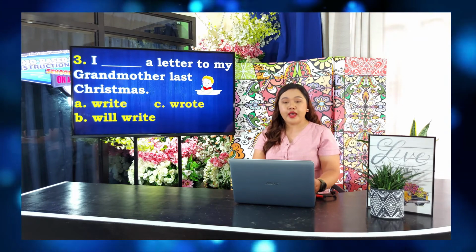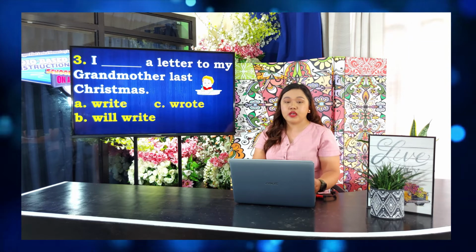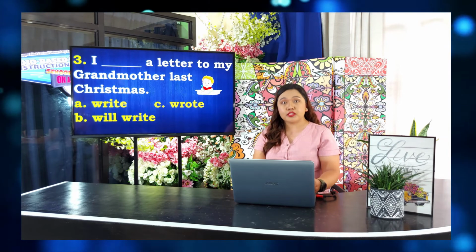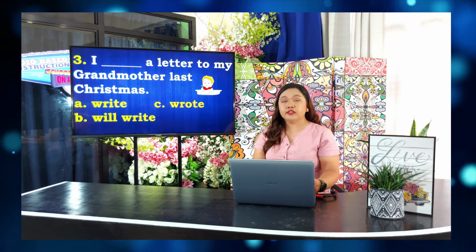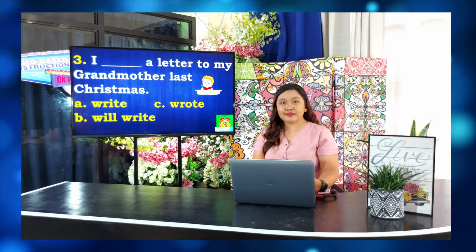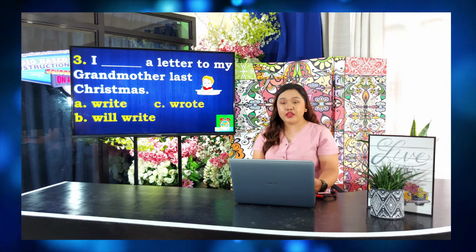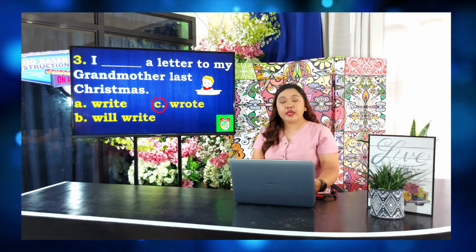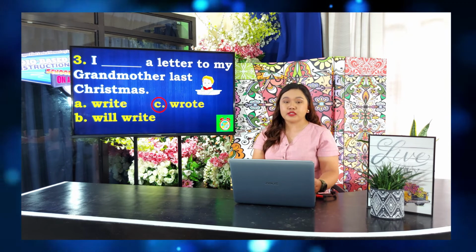Number 3. I blank a letter to my grandmother last Christmas. Letter A, write. Letter B, will write. Letter C, wrote. Very good. The correct answer is letter C, wrote, because the action happened in the past, last Christmas.